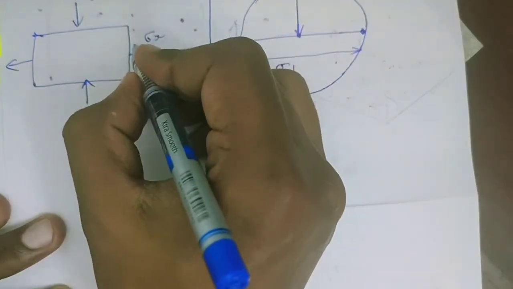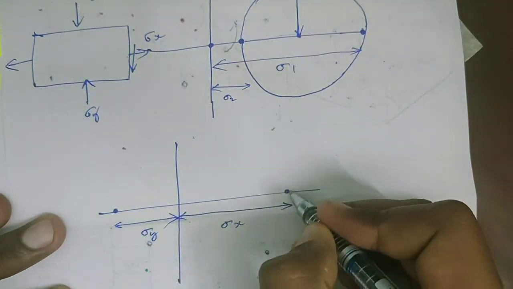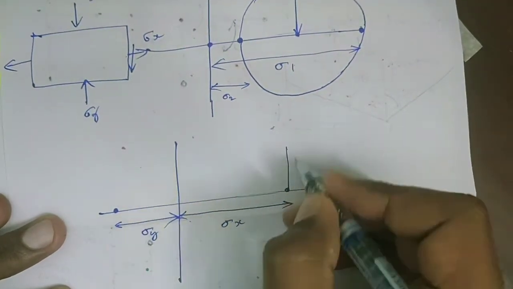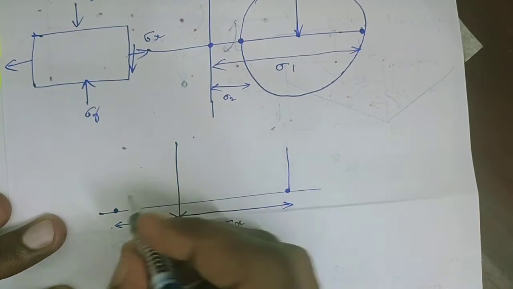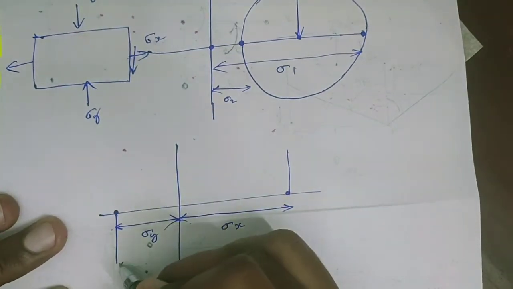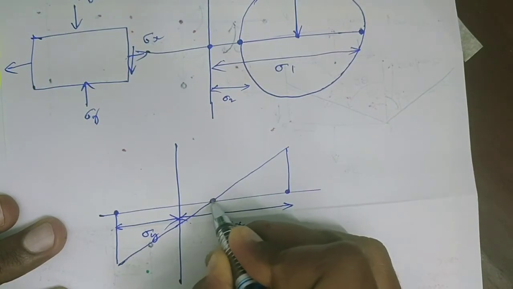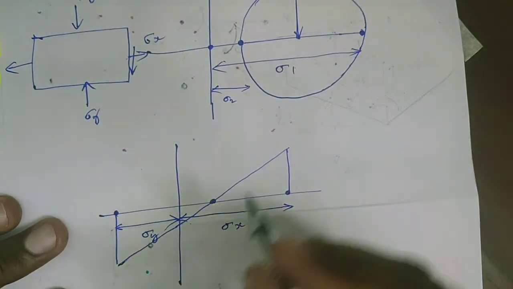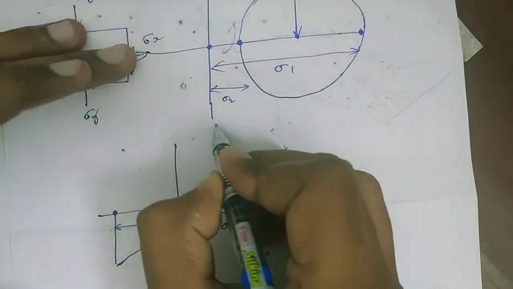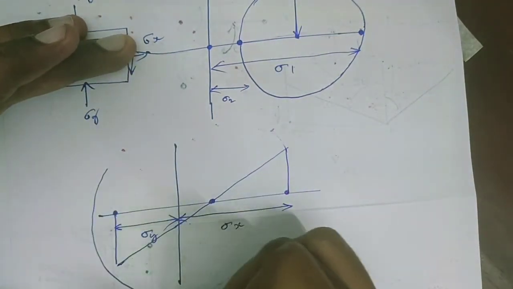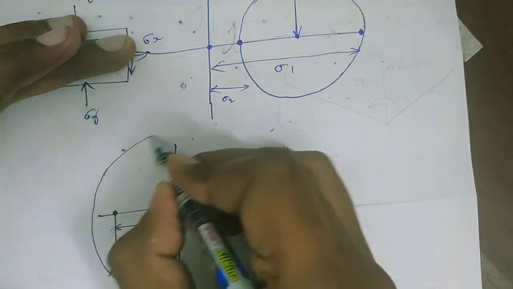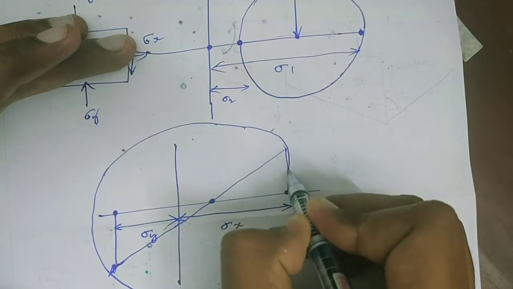Then with respect to the direction of the tau xy, either it will be upward or downward. So if it is upward, this will be downward. Draw a line connecting this. We got the center point here. Draw a circle connecting these 2 points.